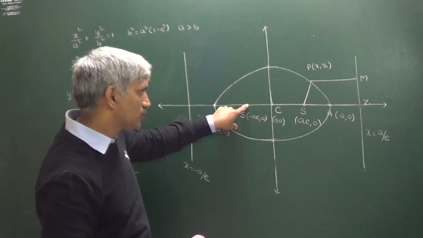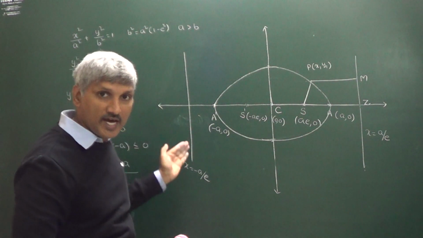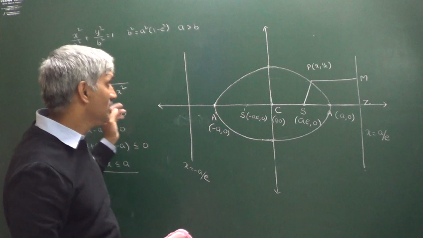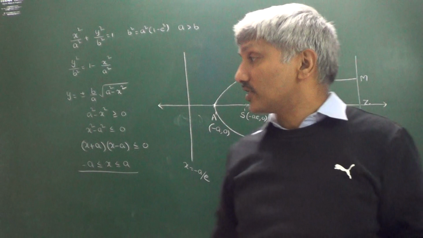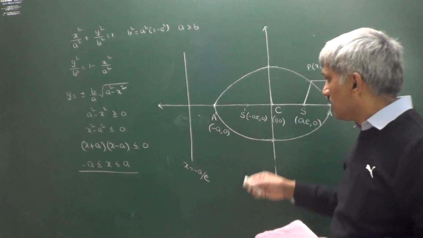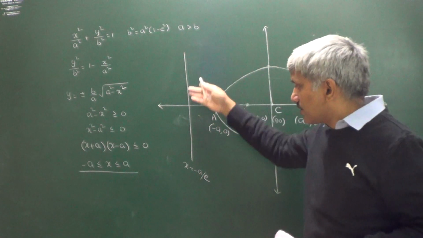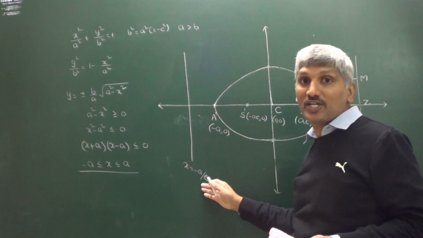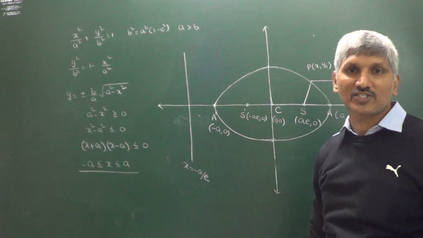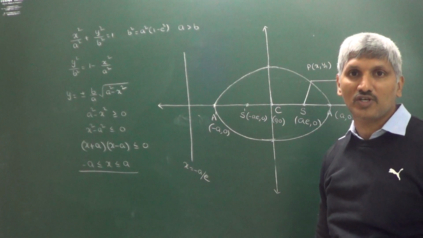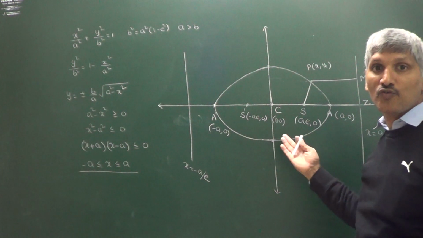Yes, taking this one as a point as focus and this one as a directrix, if you derive the equation, definitely you will get the same equation: x square by a square plus y square by b square is equal to 1. Taking S dash as the focus and this line equation as the directrix, if you find out the equation, definitely you will get the same equation: x square by a square plus y square by b square is equal to 1. So what we can say, ellipse has two foci.